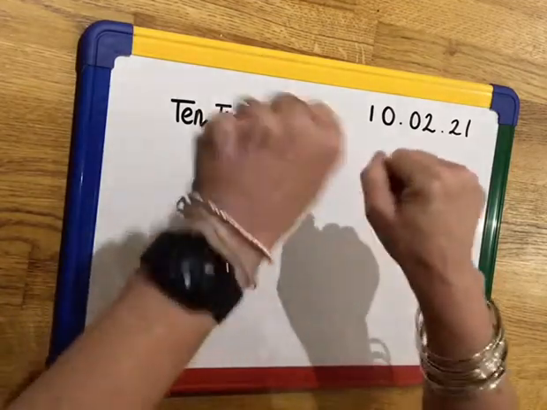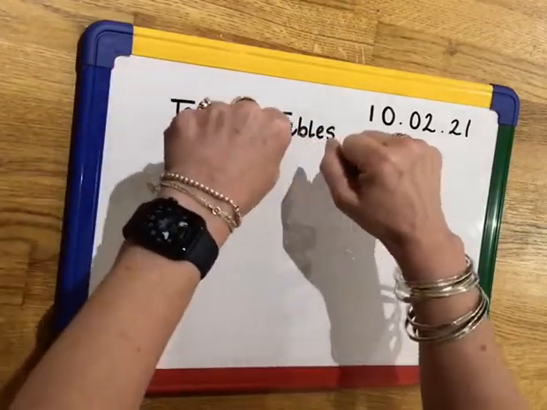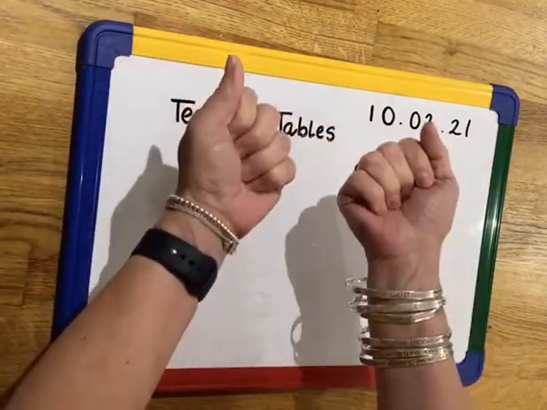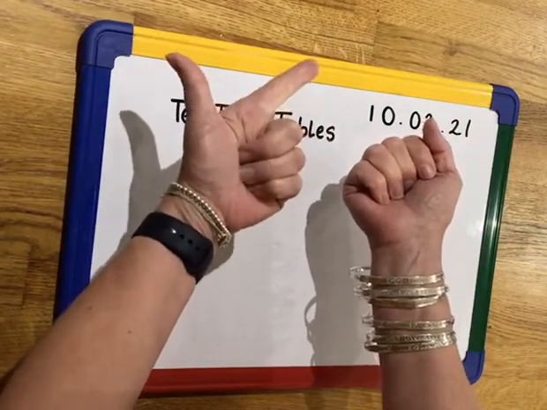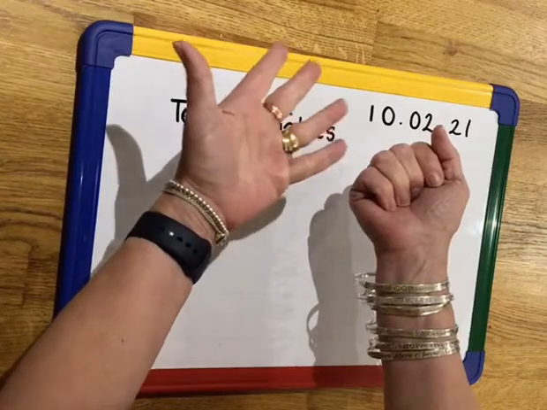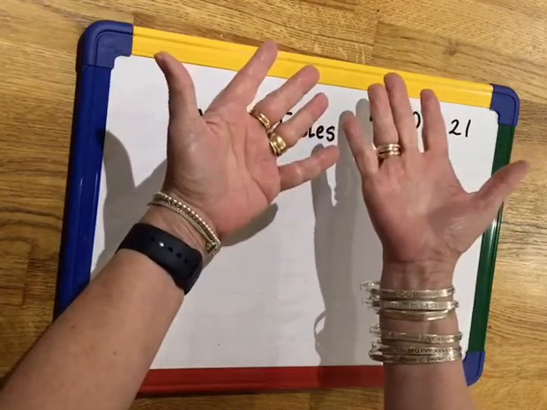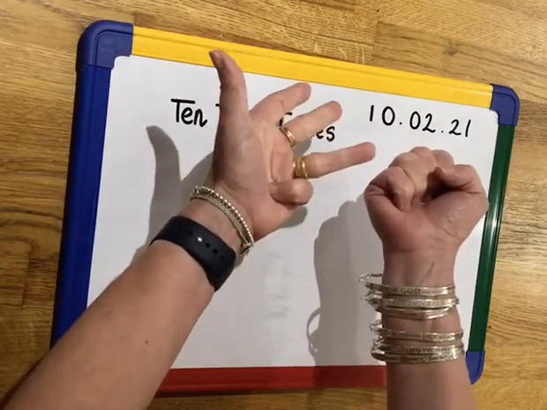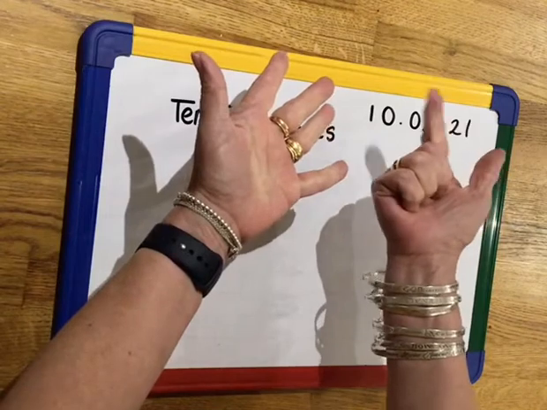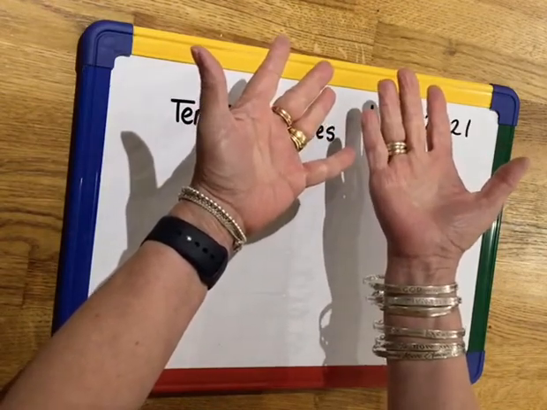Now, you could use your hands, but because the video is a little bit harder to do this, I'm going to use my fingers. So let's count in tens, and each finger is going to be worth 10. 10, 20, 30, 40, 50, 60, 70, 80, 90, 100. Let's try that again. 10, 20, 30, 40, 50, 60, 70, 80, 90, 100.